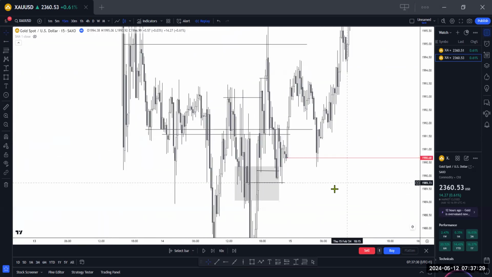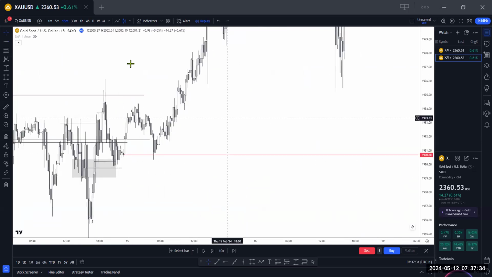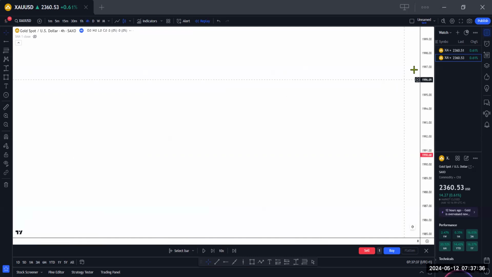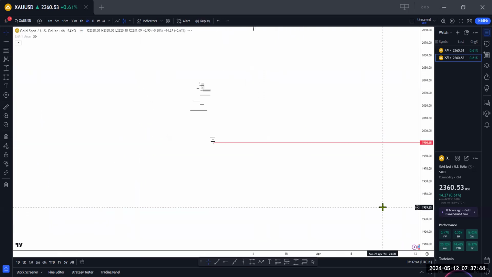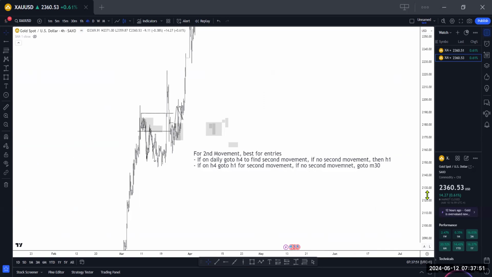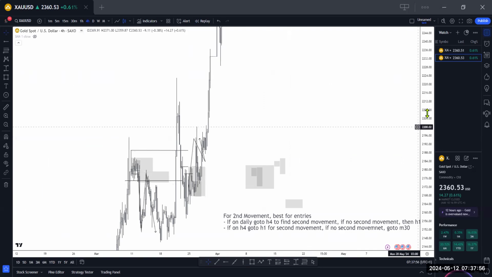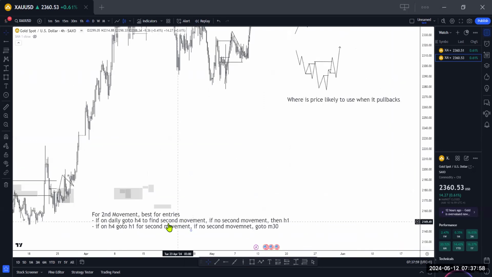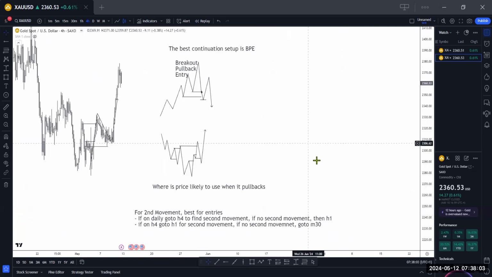All right, guys, I think that would be all for BPE. So breakout, pullback, and entry. Big weapon, guys. Big weapons in trading. You look for it on H4 charts. You look for it on H1 charts. Yeah, it is super powerful. And then don't forget your second movement for entries, okay? So you go one time frame above to find big SNR levels to use, and then you enter, okay?